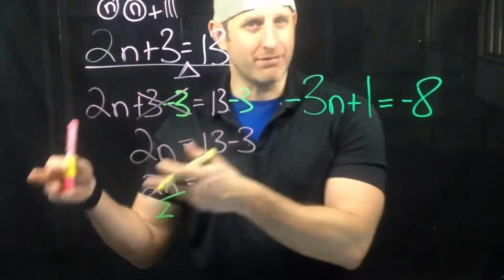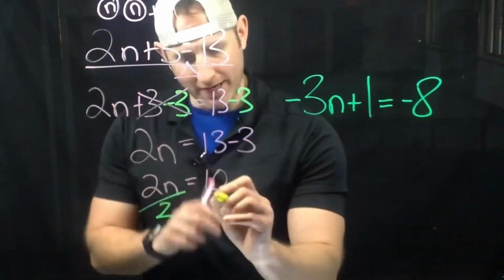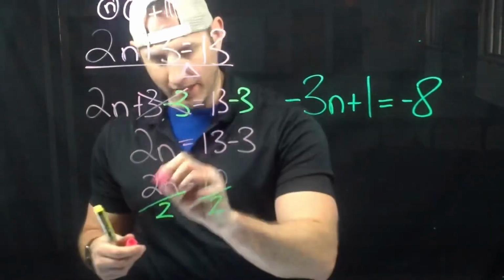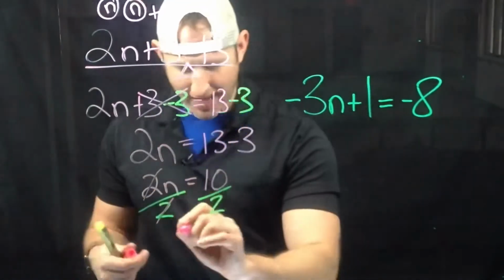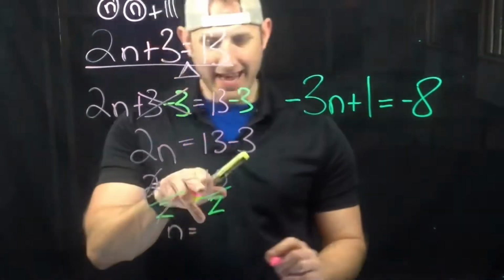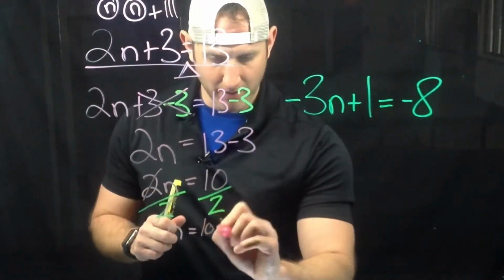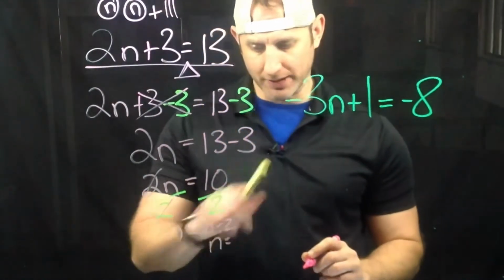A number divided by itself is always 1. What I do to one side, I have to do to the other. And that's going to cancel out these 2's, leaving me with just the n. I finally got n by itself. And n is the same as 10 divided by 2. Now I just have to do the math. n is equal to 10 divided by 2.